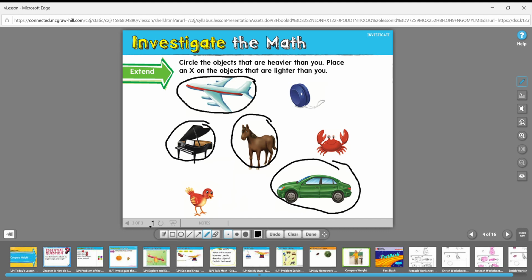Okay, now place an X on the objects that are lighter than you. Well, if we decided that these were heavier, then the opposite of heavier is lighter. A yo-yo is lighter than you. A crab is lighter than you. And a bird is lighter than you. Nice job. All right, so let's go on to the next page.